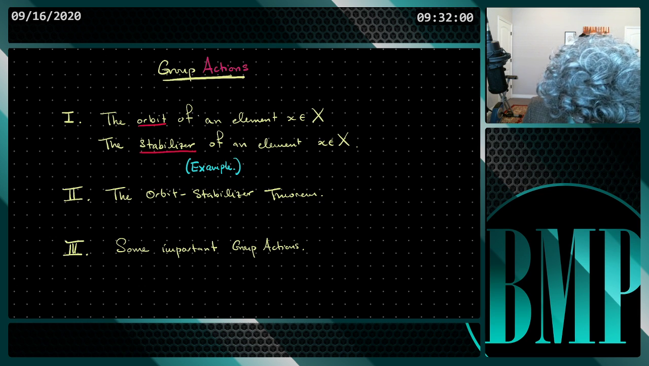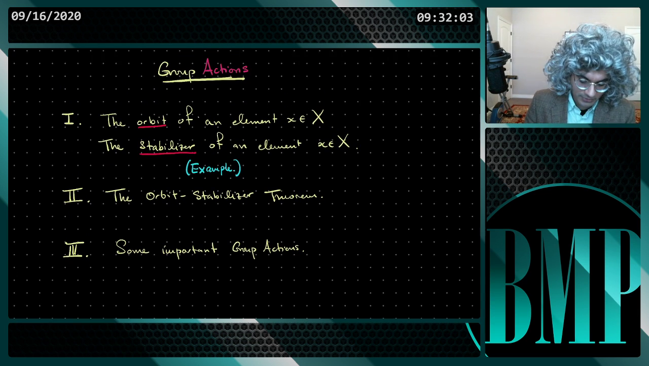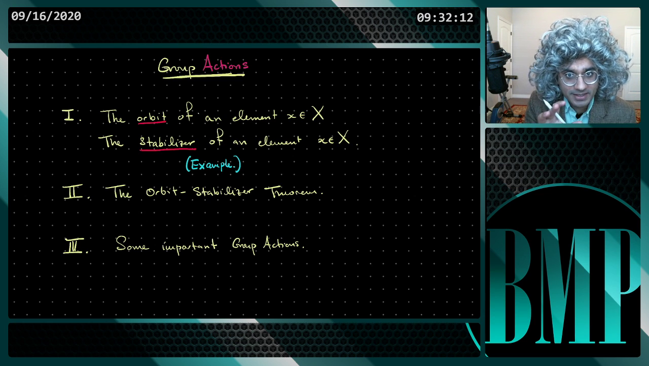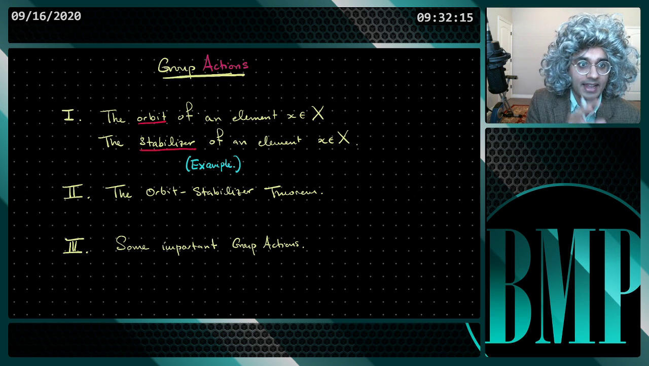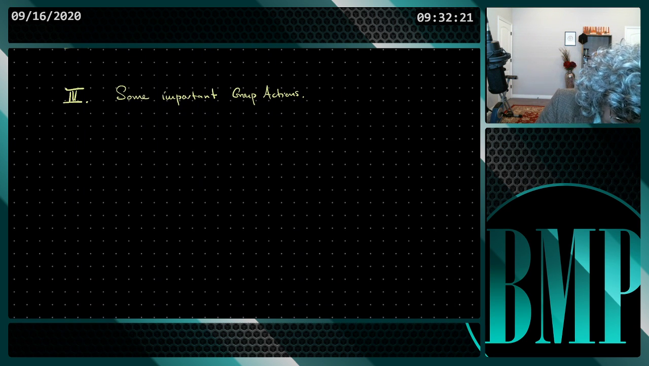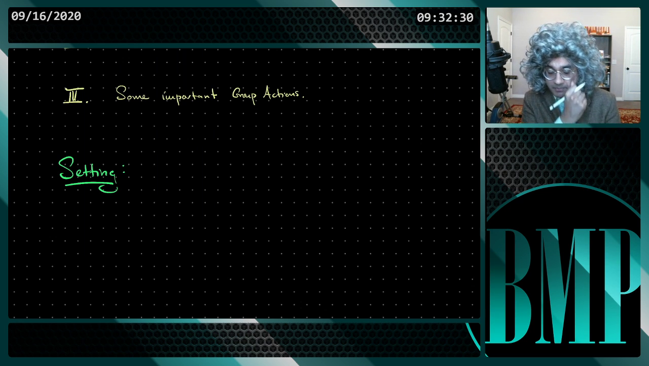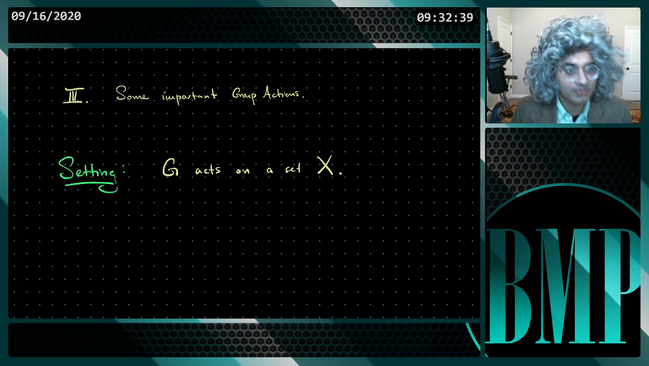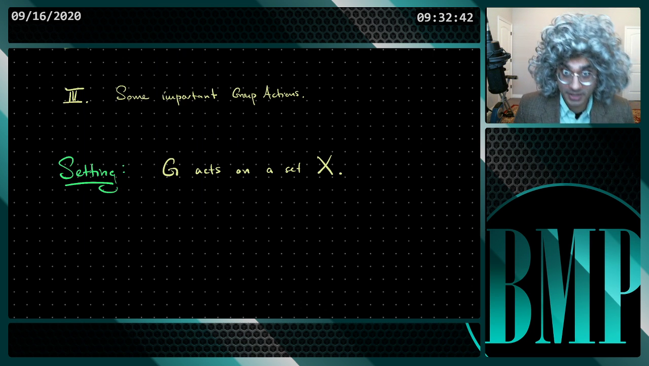Okay, so what we have to do is define two absolutely critical notions, two vocabulary words for today: the orbit of a point and the stabilizer of a point or an element. Okay, so here's the setting. G acts on a set X. We have an action of a group on a set.